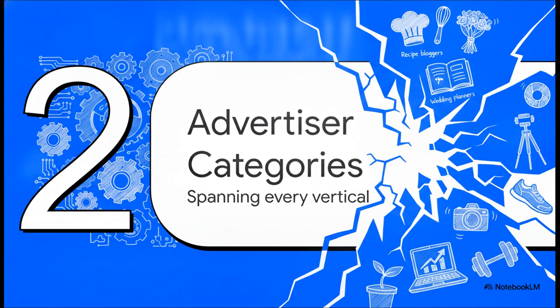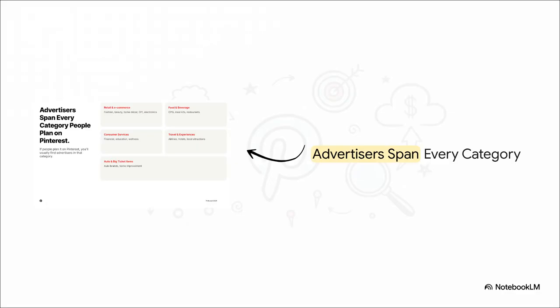Section 2. Diverse advertiser categories. Okay, let's bust a massive myth right now. There is this persistent idea out there that Pinterest is only for very specific, niche businesses, maybe just for wedding planners or recipe bloggers. That is completely false. Advertisers span every single category. The golden rule you need to remember as a new advertiser is simple. If people plan it on Pinterest, you are going to find advertisers in that category.